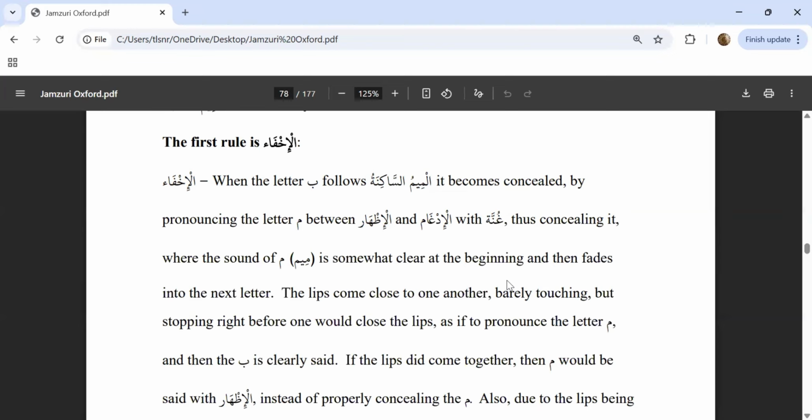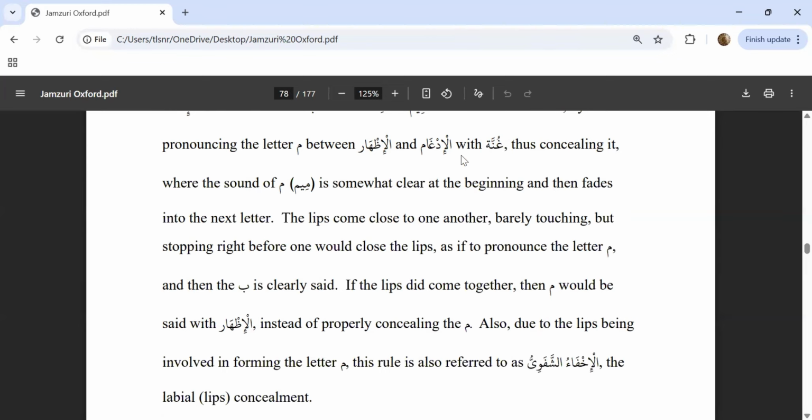So when we're speaking about the meem sakina, it's when we have the letter ba and it follows the meem sakina, it will become concealed. So we will pronounce that letter meem between idhar and idgham, and we will apply ghunna and conceal it. Again, the sound of meem will become somewhat clear at the beginning, and then it will fade into the next letter. So the lips will come close to one another, barely touching, but then they stop right before one would close the lips, as if to pronounce the letter meem.